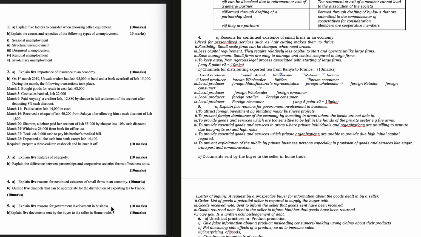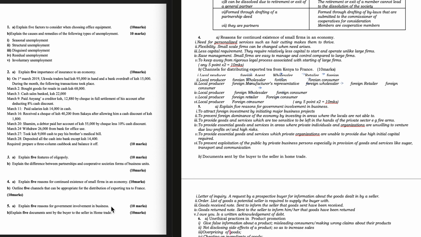Question 5a. Explain 5 reasons for government involvement in business. To attract foreign investment by initiating major business projects. To prevent foreign dominance of the economy by investing in areas where the locals are not able to.